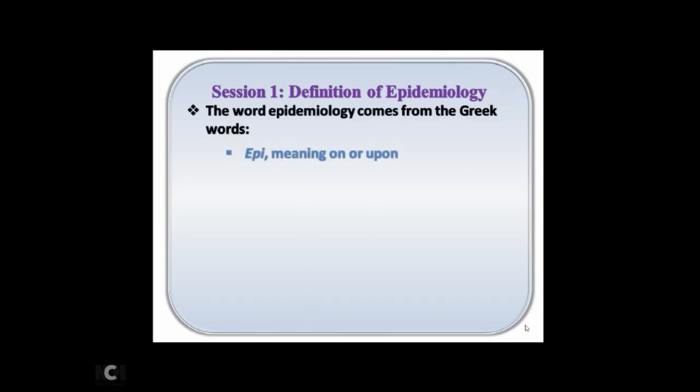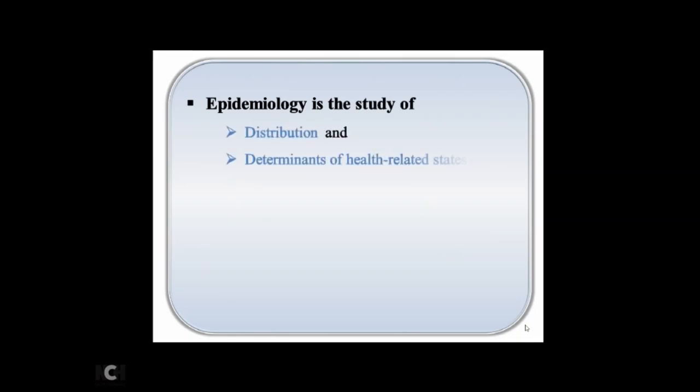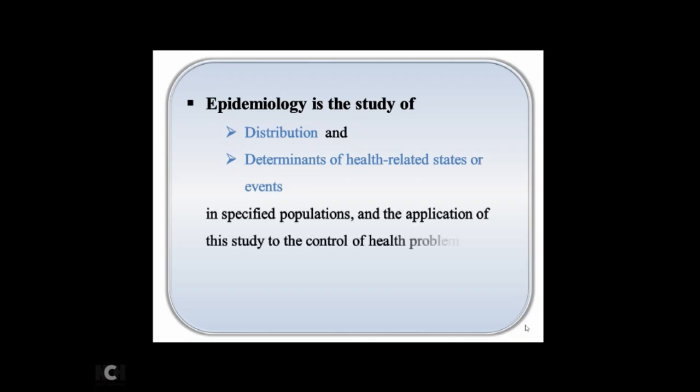When you come to the definitions of epidemiology, the word epidemiology comes from the Greek word epi, meaning on or upon, demos means people, and logos means the study of. The classical definition of epidemiology is the study upon people. Many definitions have been proposed, but the following definition captures the underlying principles and public health spirit of epidemiology. Epidemiology is the study of the distribution and the determinants of health-related states or events in a specified population, and the application of this study to the control of health problems.